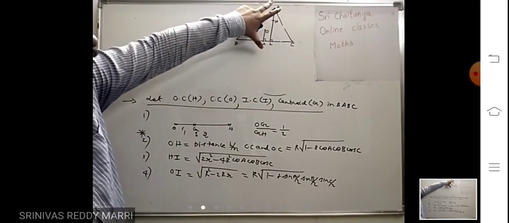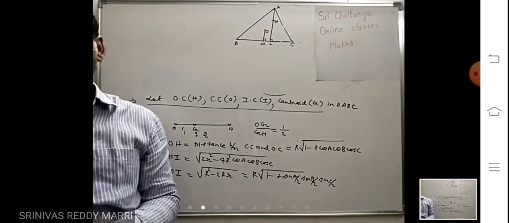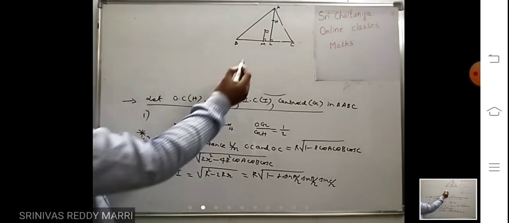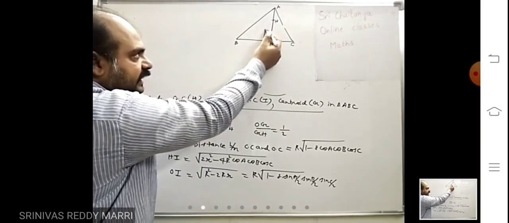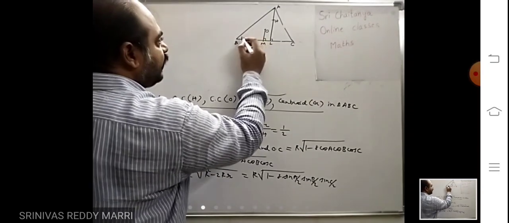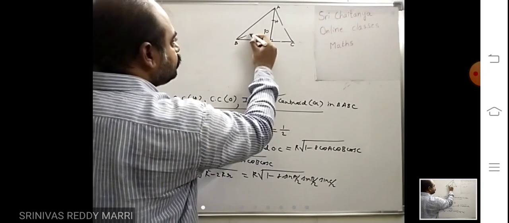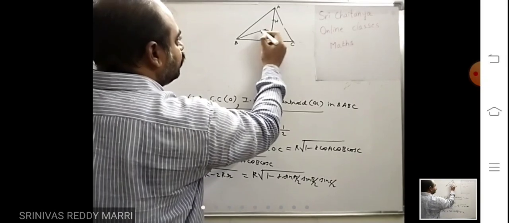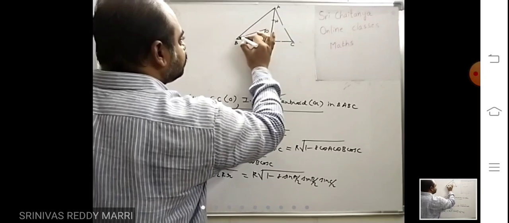It will lie on the perpendicular bisector. The intersection point of all the perpendicular bisectors is the circumcenter. So I have drawn one perpendicular bisector, and on that only it will lie. Look here: I am joining O to B and I am joining H to B.